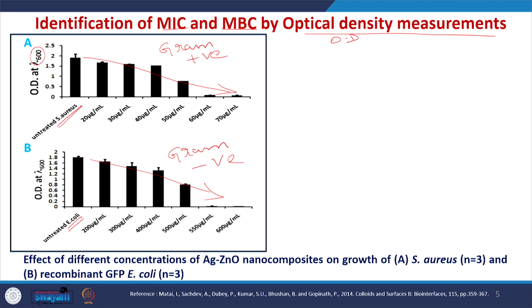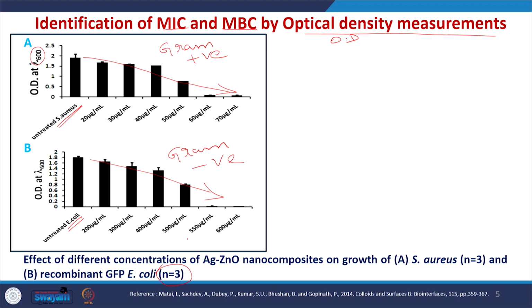Also, this MIC and MBC vary with respect to the bacteria. You can also see that in S. aureus this MIC concentration is different, and in the E. coli the MIC concentration and MBC concentration is different. So, we have to use the right concentration to restrict the complete bacterial growth.